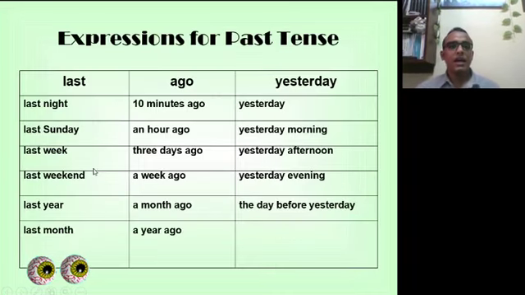Good. Here we have the expressions for past tense, or the keywords. We call them expressions or keywords. So we have last night, last Sunday, last week, last weekend, last year, and last month. Okay, ago: 10 minutes ago, an hour ago, 3 days ago, a week ago, a month ago, a year ago. Yesterday, yesterday morning, yesterday afternoon, yesterday evening, the day before yesterday. This is very important, okay? So I need you to memorize this.